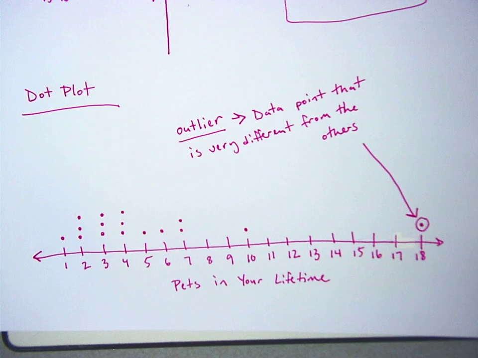Like if I was looking at the grades people got on tests, and I either had people who aced it or people who failed it. Like you either paid attention or you didn't. And then you got one person who got a C. They're an outlier because they're different from other people.